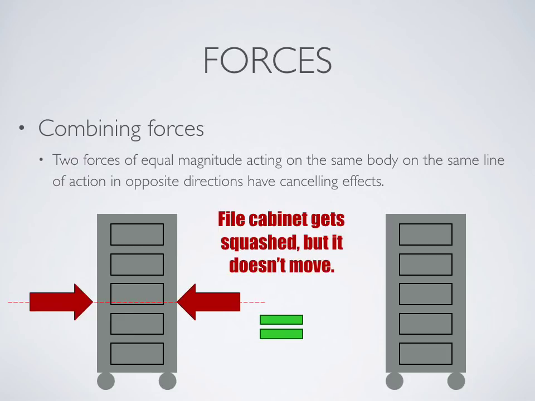If they weren't on the same line of action, they would not necessarily cancel out. If they weren't the same magnitudes, they would not necessarily cancel out. So we have a special case here.